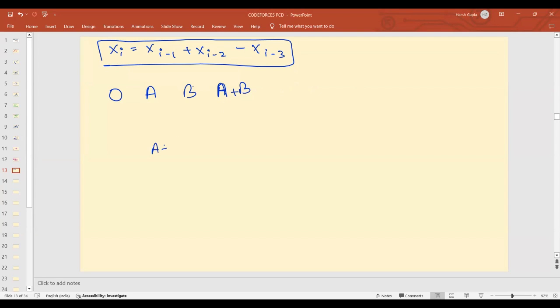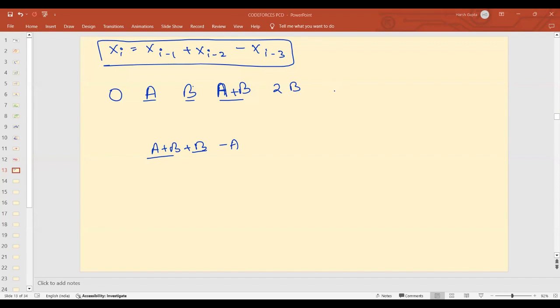A plus B minus A. It will be 2B if I am not wrong. You need to add the previous two numbers and subtract the third number, right? It will be 2B, right? You will add A plus B and B, and you will subtract this A: xi minus 1 plus xi minus 2 minus xi minus 3. 2B, yes? What will be the sixth number?